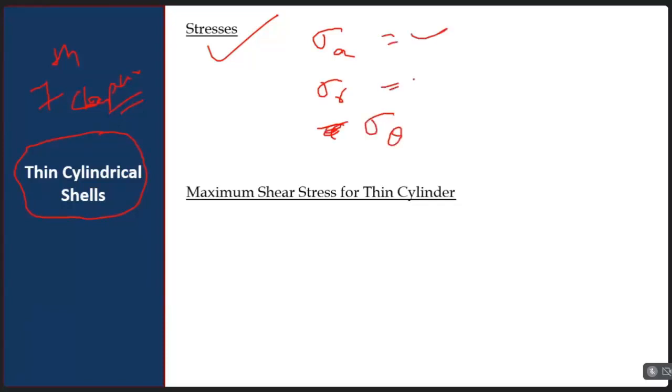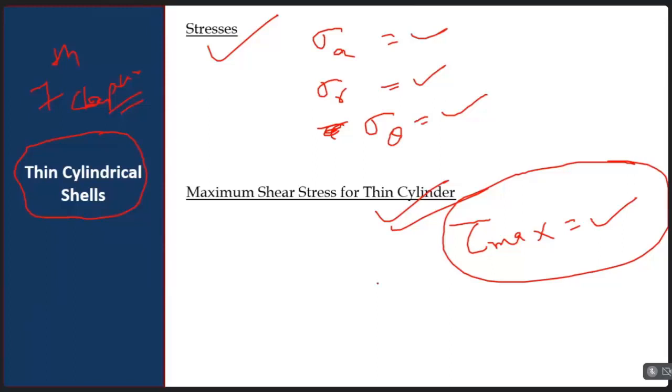Circumferential or hoop stress. So we should go through all the three types of stress first. Then maximum shear stress for thin cylinder, what is the value of tau max? Very important formula. Tau max formula is very important, so many times asked in the examination. You should go for this.